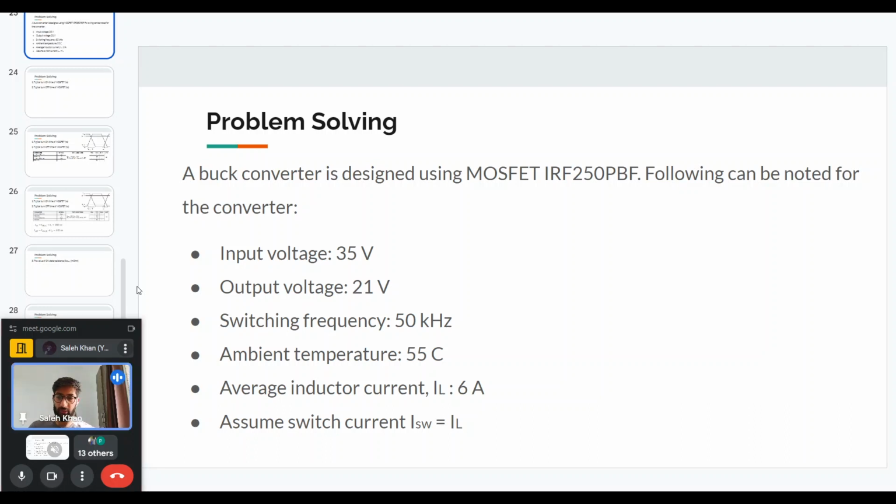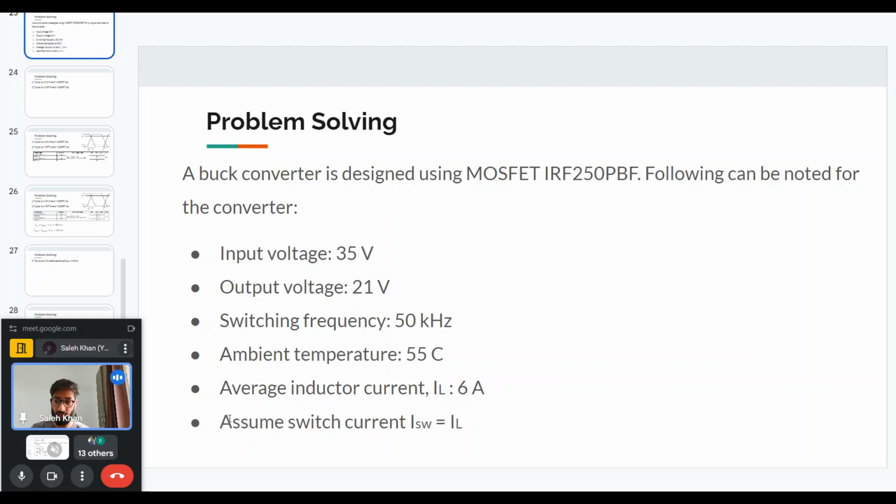Okay, then we can continue with the problems. So the problem basically says that we have a buck converter, and it uses a particular MOSFET. The part number is given, and the specifications of the converter are: an input voltage of 35 volts, an output voltage of 21 volts, a switching frequency of 50 kilohertz, an ambient temperature of 55 degrees centigrade, and an average inductor current IL of 6 amperes.